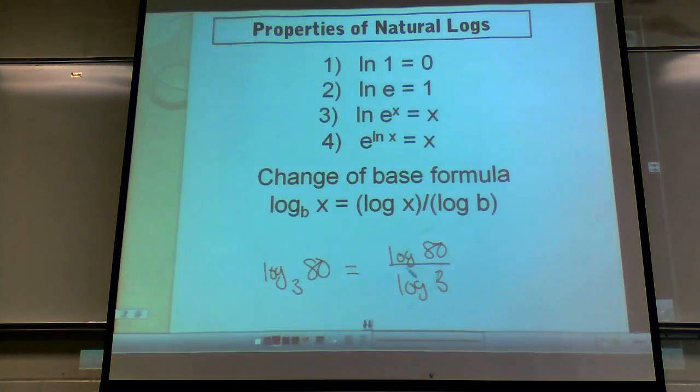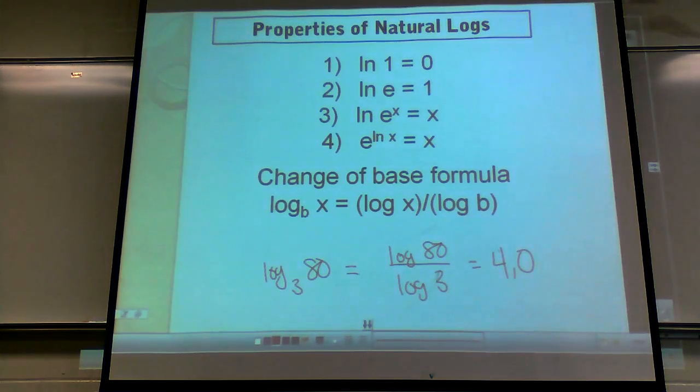Because your calculator can calculate logs of base 10. You just have to switch it because the calculator doesn't do log of base 3. So if I did this, what's log 80 divided by log 3? 3 point what? 3.9, so 4. And this one, guys, I put approximately, because if it was exactly 4, that would be 81, not 80. So it is rounded up to 4.